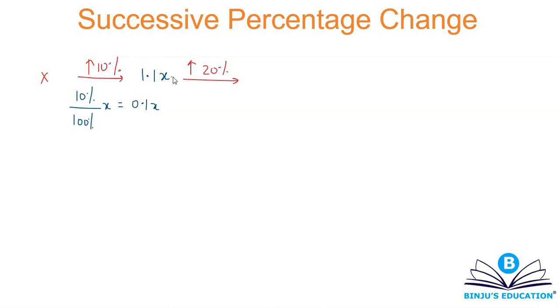After increasing it by 10%, it's going to become 0.1x. So now the value will become 1.1x. Now this increment of 20% is not on x. This increment is on 1.1x. So let's calculate 20% of 1.1x. That is 20% by 100% into 1.1x, and that will simply be 0.22x.